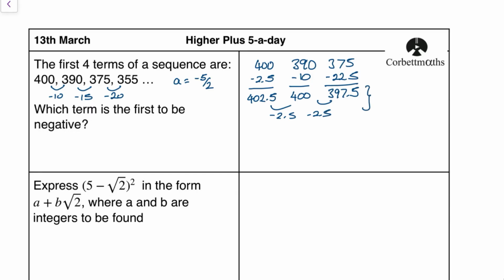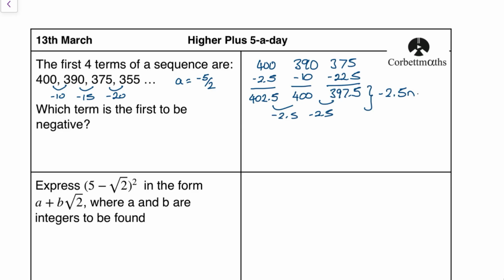Moreover, this here is a linear sequence with the nth term minus 2.5n, and I want to get back to 402.5, so I need to add on 405. Wow, this question doesn't disappoint at all, does it? Which means my nth term is going to be minus 2.5n squared minus 2.5n plus 405. And I'm still not finished.